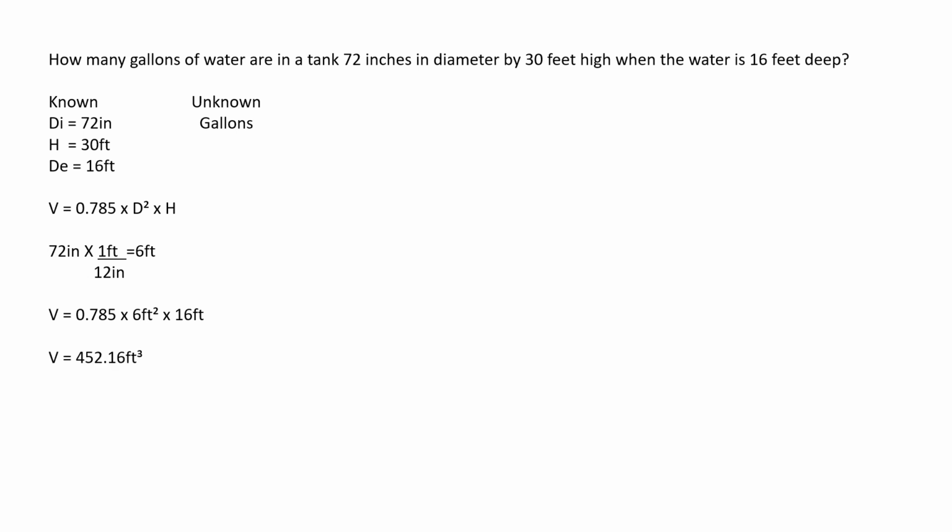And that gives us an answer of 452.16 cubic feet, again, because it was feet times feet times feet. And it wants how many gallons of water. So there are 7.48 gallons per cubic foot times 452.16 cubic feet. The cubic feet will cancel each other out. You're going to be left with gallons. 3,382.15 gallons.